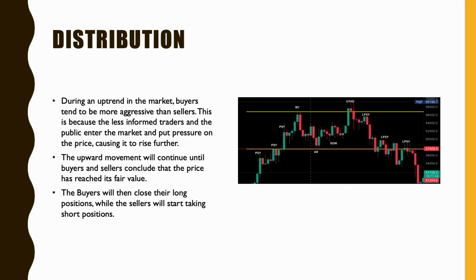A distribution phase is the opposite of an accumulation, because during the uptrend, buyers tend to be more aggressive than sellers, and that is because large quantities of people get into the market, and usually the public is less informed, more emotional, and puts pressure on the price, causing it to rise further. The upward movement will continue until the buyers and sellers conclude that the price has reached its fair value. The buyers will then close their long positions, while the sellers start taking short positions.